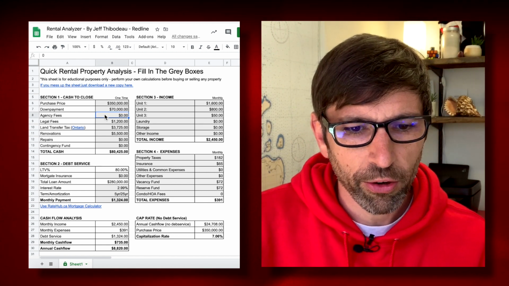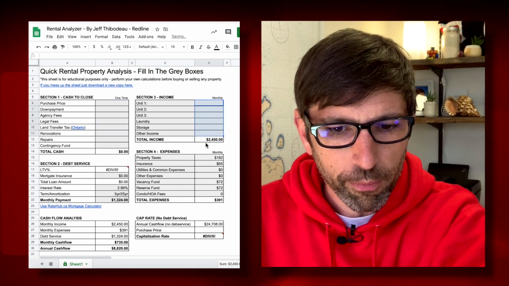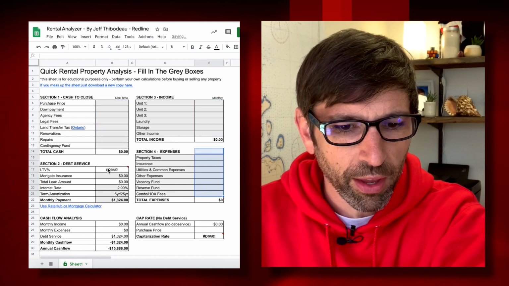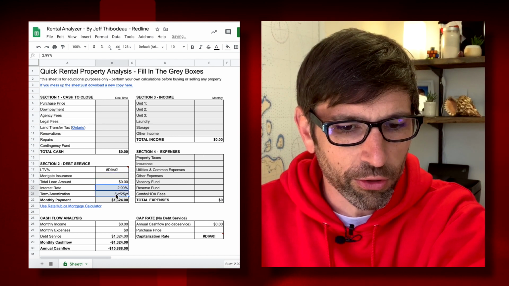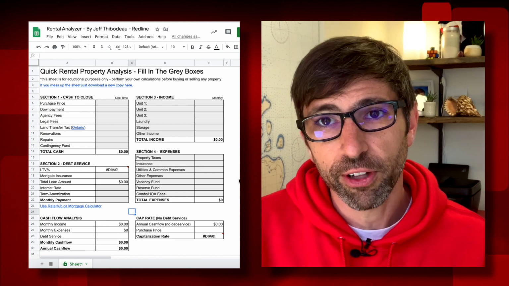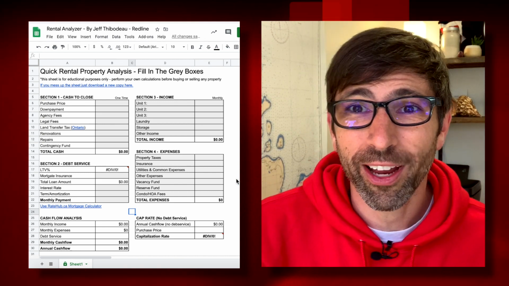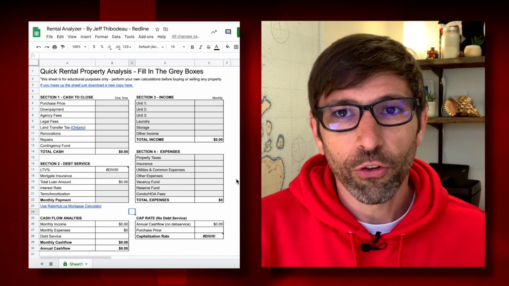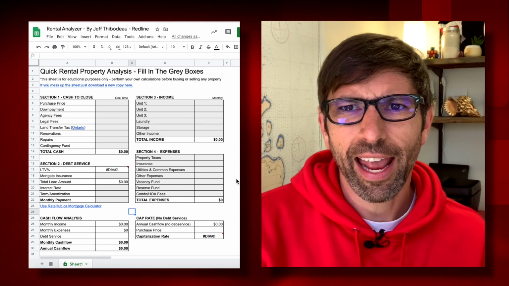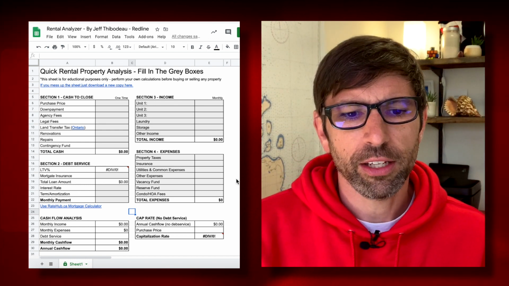So I'm just going to erase all the information from the last analysis I was running, and that's basically all these gray boxes. All the gray boxes I put here to fill in, and all the white boxes, we let the spreadsheet do its work and give us some answers. So when it comes to analyzing a rental property, there's kind of four big sections we need to look at.